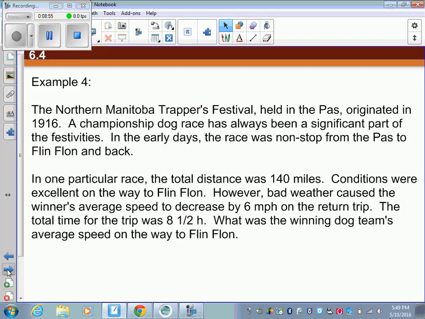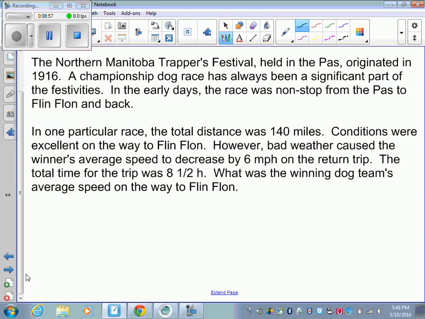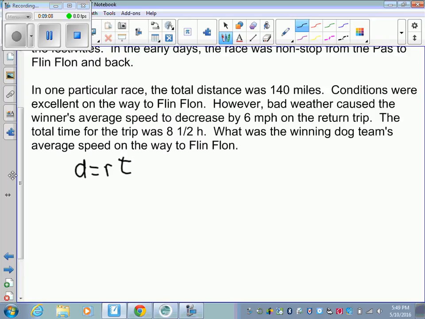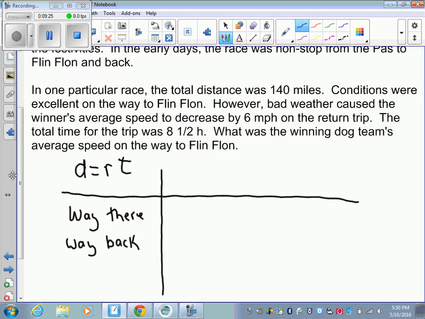The other important thing is to remember the little formula: distance equals rate times time. The other great thing that I like to do with these types of problems is create a chart. So I'm going to have way there, way back. And then I put in some information that I know of these pieces: distance, rate, time.